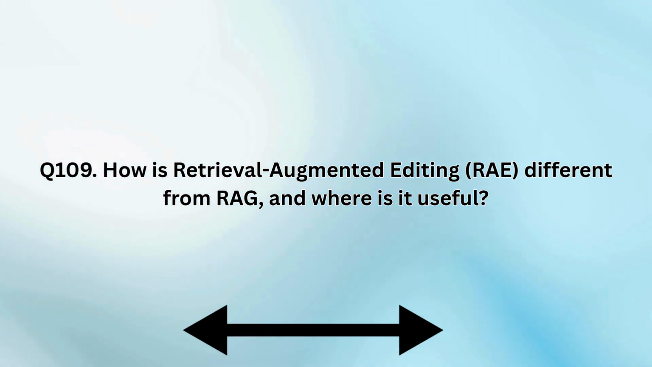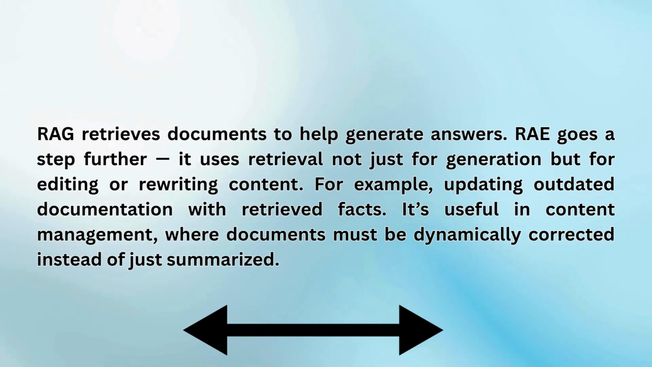How is Retrieval-Augmented Editing, RAE, different from RAG, and where is it useful? RAG retrieves documents to help generate answers. RAE goes a step further. It uses retrieval not just for generation, but for editing or rewriting content. For example, updating outdated documentation with retrieved facts. It's useful in content management, where documents must be dynamically corrected instead of just summarized.